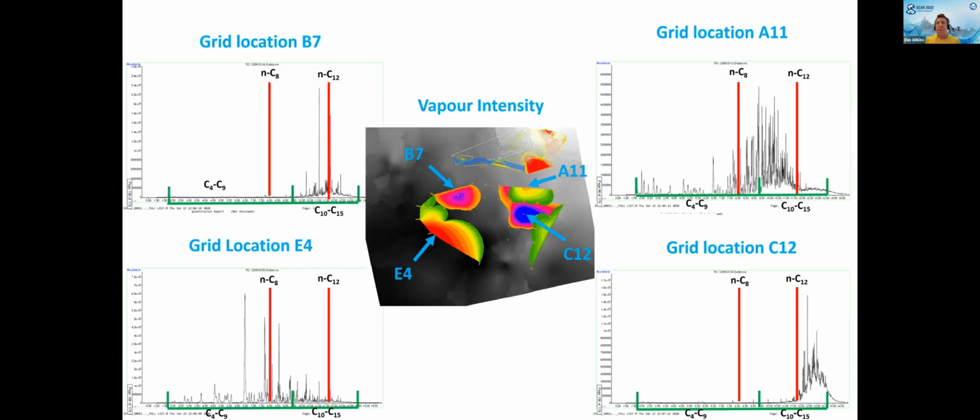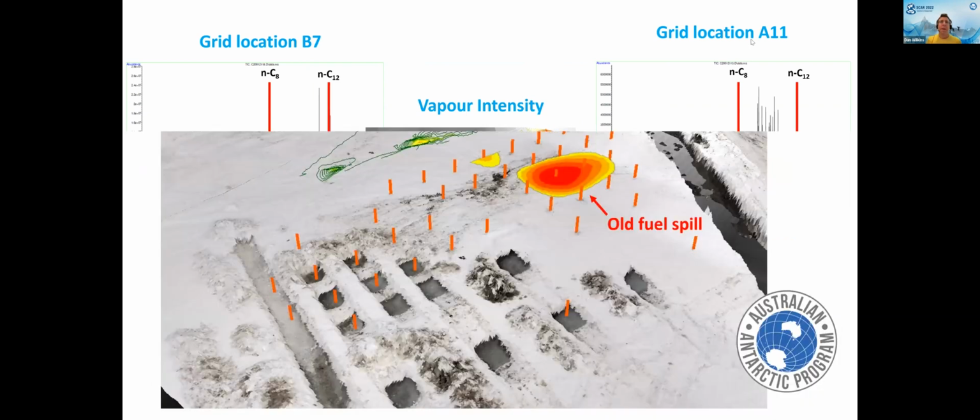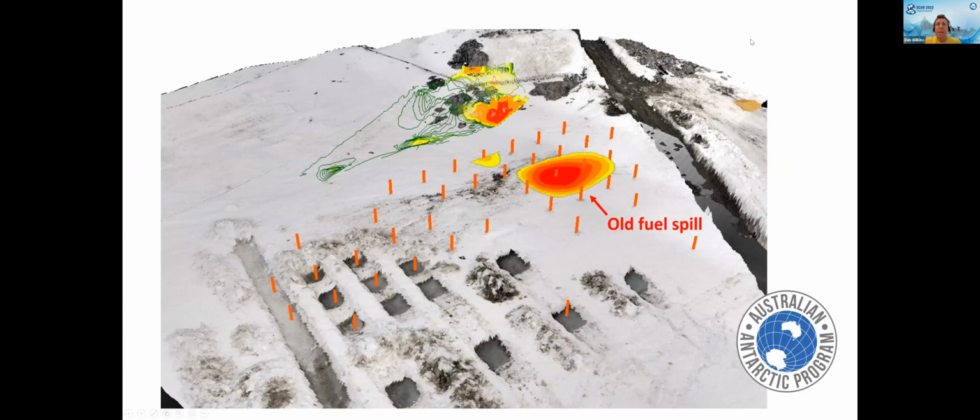Now we'll take a look at what we actually saw in the ground at 4 different locations: B7, A11, C12, and E4. And the chromatograms are shown there. I'm not going to go into too much detail. I'm just going to point out that they all look quite different. And they showed some quite interesting things. So we have an old fuel spill over in this area, which looks like an old diesel spill, probably associated with some drums.